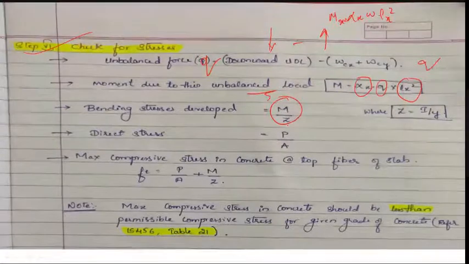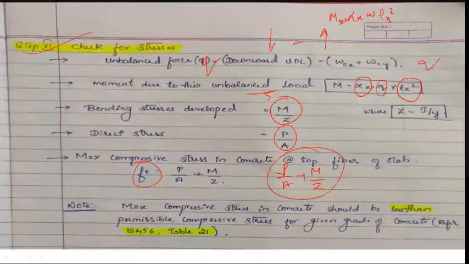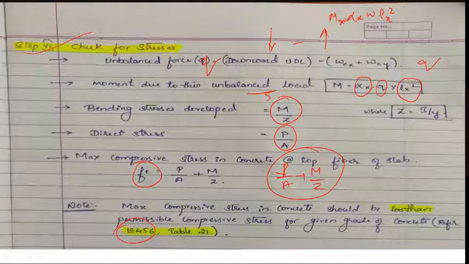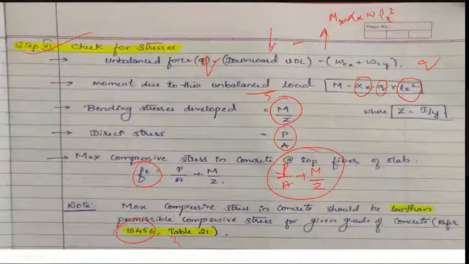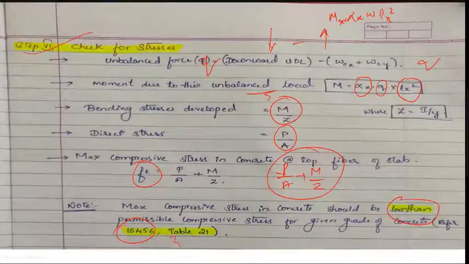Then, as in the very first unit, we determine the bending stress, that is M upon Z, P upon A. The stress at the top fiber is given by P upon A plus M upon Z. For the grade of concrete we have different permissible stresses, given in IS 456 table number 21, and you should compare with them. It should be under the permissible limit, then only it is safe. The maximum compressive stress should be less than the permissible one.